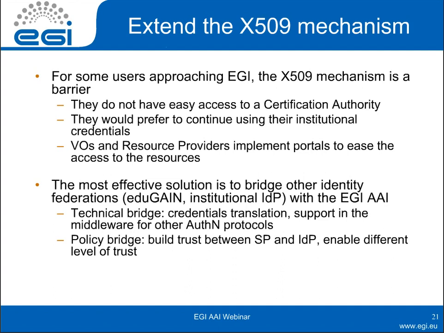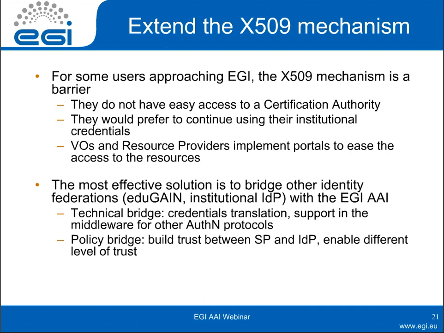So what's probably the most effective solution would be to bridge other identity federations. So we have IGTF for the certificates, but our plan, what we want to do based on the requirements of the users, is to bring in the EduGain Federation, which I have a slide about afterwards, and their institutional identity providers based on other technology like SAML or OAuth, for example, and bridge them, integrate them in EGI. This will require some technical work.